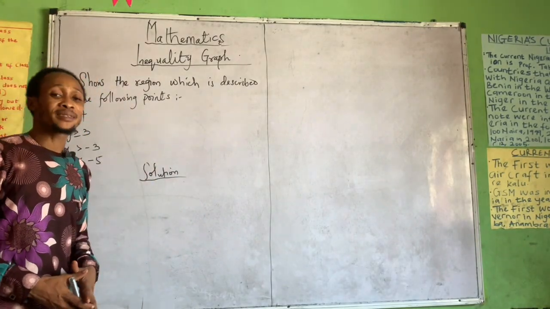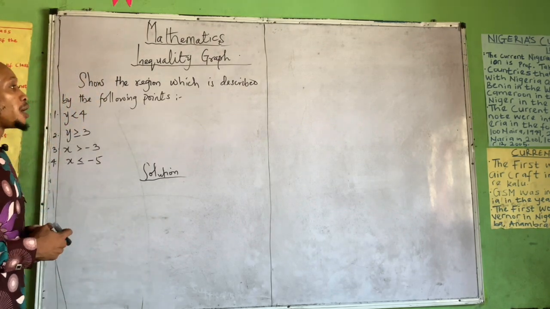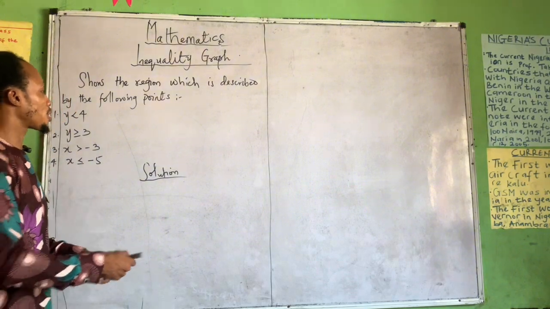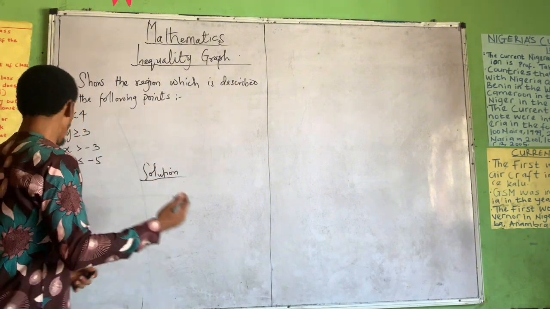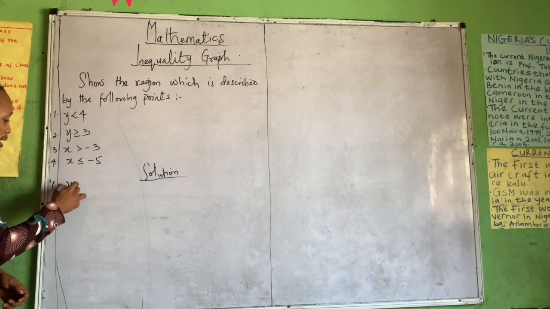Alright, so we'll be looking at inequality graph. For inequality graph, you need to first understand your straight line graph. So you know your straight line graph. If you want to recall, I want us to go back to straight line graph. Okay, let's say the question is y less than 4.